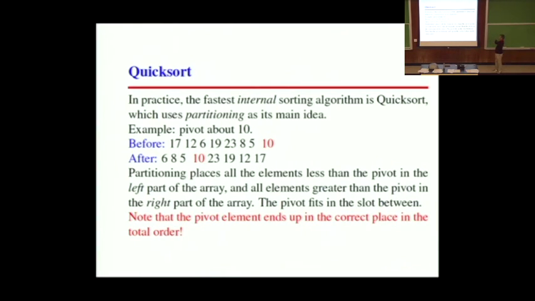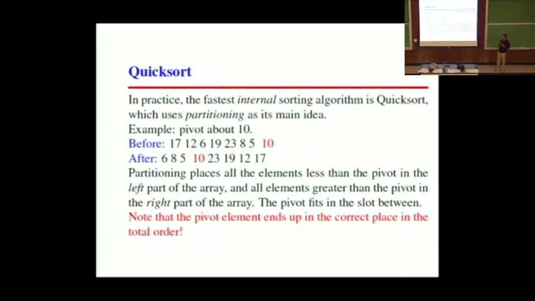All the elements that are bigger than it are going to go to the right of the element in the array. All the elements that are less than it are going to go to the left of that element in the array, and it's going to sit in the right spot. Any questions about that?